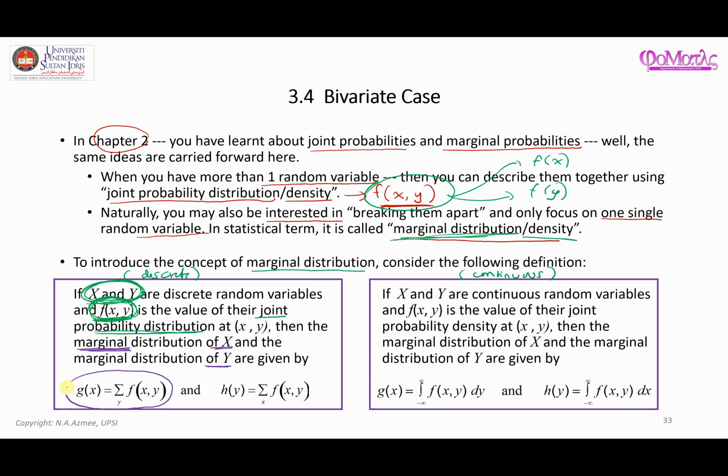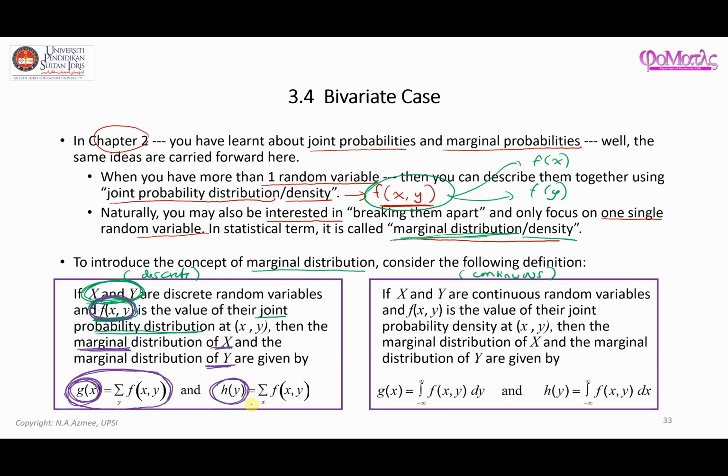You can see this g(x) here is a function that depends only on x. So we are talking about breaking this joint probability distribution into its respective parts, where for this one we have a function g(x) that is just related to x. And we can also find the marginal distribution of y. So here we've got a function h(y) that depends only on y.